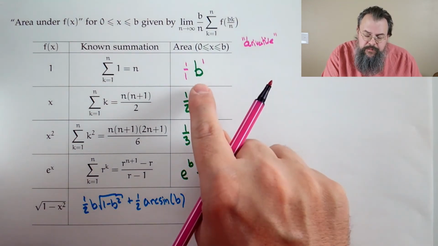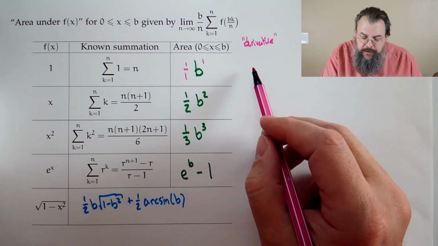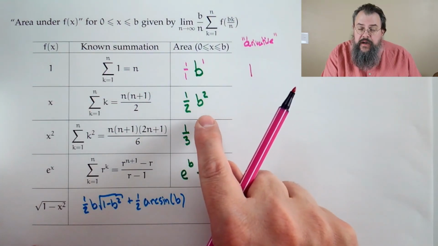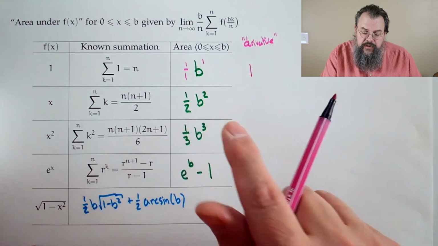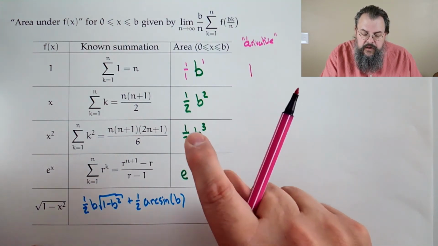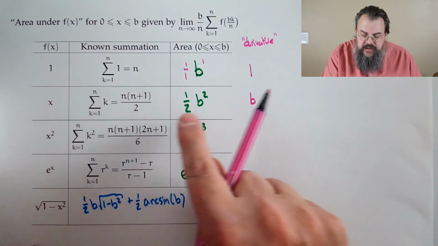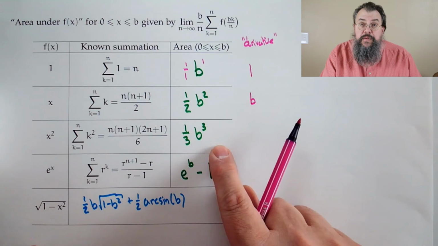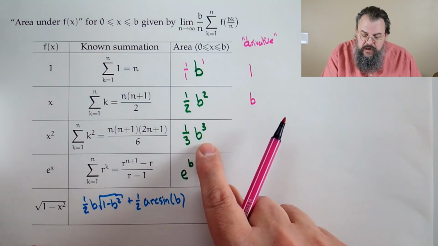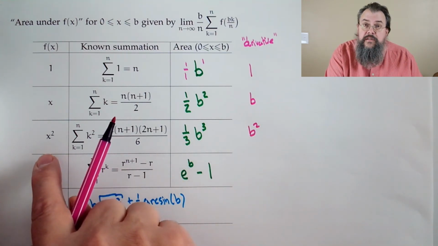So the derivative of b, where b is the thing that can vary, well, that would be 1. Okay, that kind of matches. Here, derivative of 1/2 b squared, well, okay, the 2 comes down. 2 times half is 1. I'm left with b. Oh, that kind of matches there. How about 1/3 b cubed? 3 comes down. That'd be 1, and a b squared. Oh, well, that kind of matches.